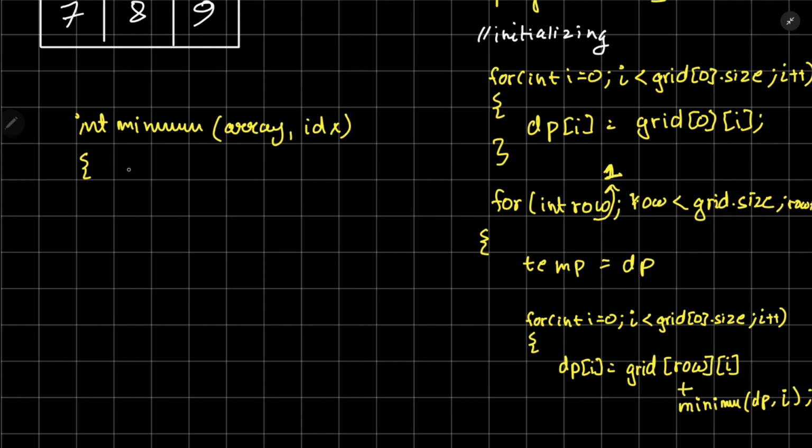So what will it do? It will have a variable int min equal to int max, sorry. You can have any number greater than 100 because that's the limit in the question. Now int min is equal to int max.